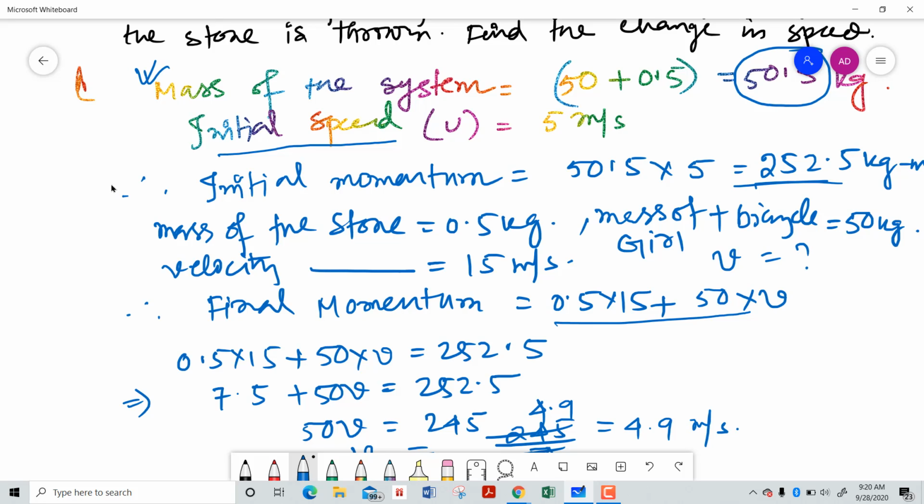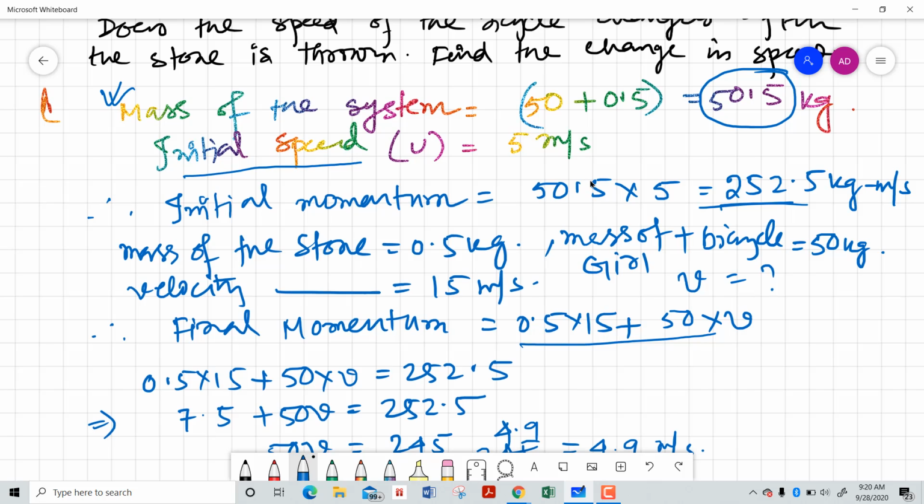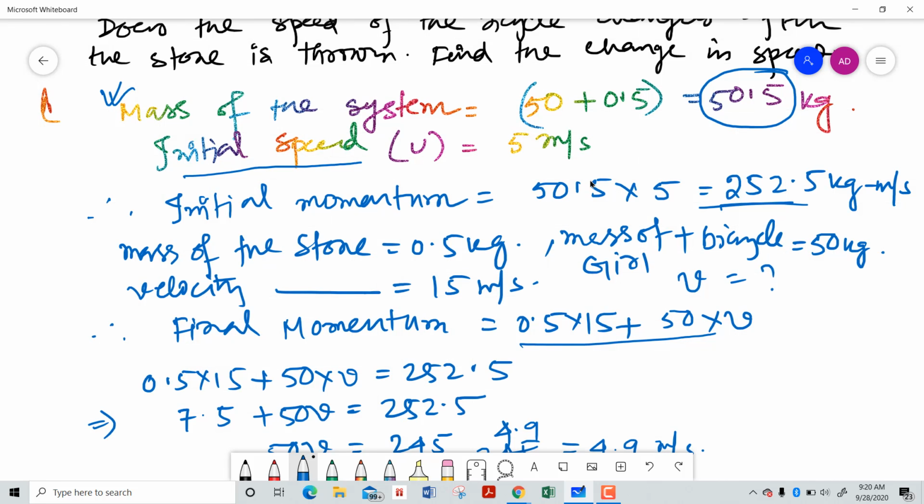Now whether the solution is understandable for everyone? If that kind of question is asked in the exam, I hope you are able to solve it. Girls, whether it is understandable, the whole of the thing, whatever we have just done here.